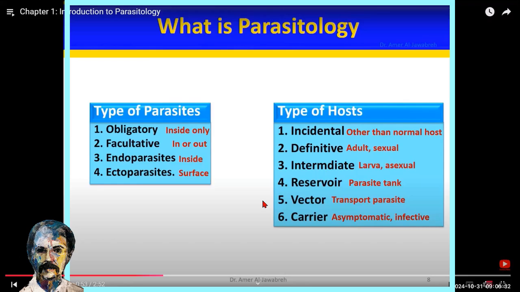So the types of hosts, which is us: incidental, definitive, intermediate, reservoir, vector, and carrier. So far, so good, ladies and gentlemen.